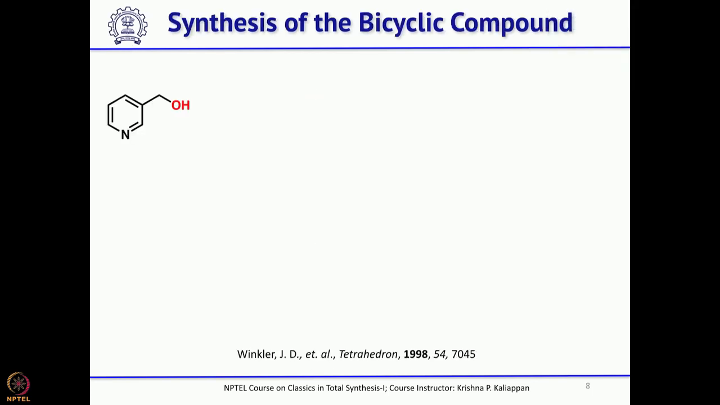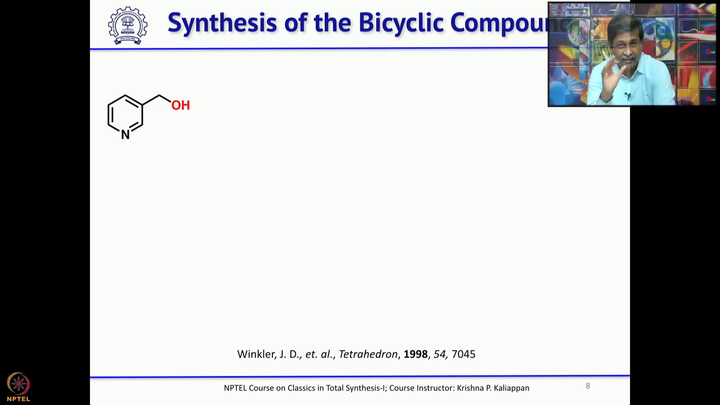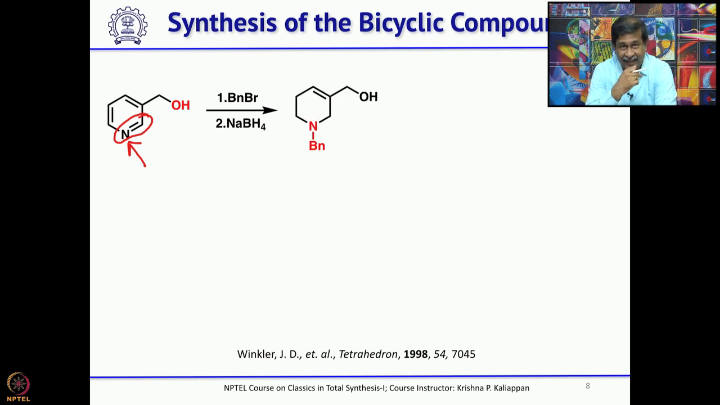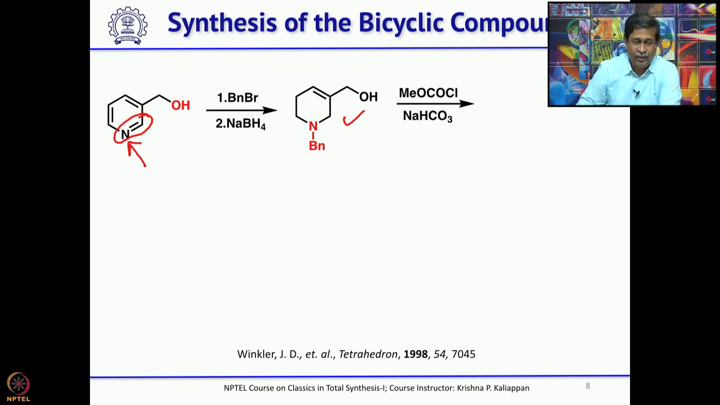Now let us see how the starting materials are prepared before we go into the complex total synthesis. First, the pyridine nitrogen was benzylated. When the pyridine nitrogen is benzylated, it becomes a quaternary ammonium salt. Then one can reduce this iminium with sodium borohydride. With two such successive reactions, one can remove two double bonds of the pyridine, which leads to the formation of this allylic alcohol. Very simple reactions: first benzylate, followed by reduction of the successive iminium ions with sodium borohydride, and you get the corresponding alkene. Only one double bond is there.